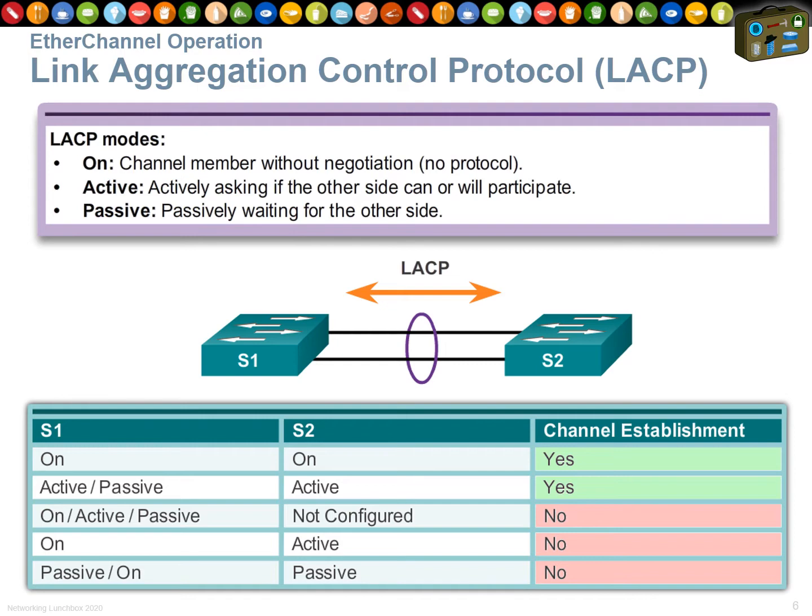So active and on, active and passive comes up, but if you have passive and passive, then the bundle won't form. And if you have on with any other state, it won't form either, because just like in PAgP with desirable and auto, active with passive, they're only ever listening. So with auto in PAgP, it's only ever listening.